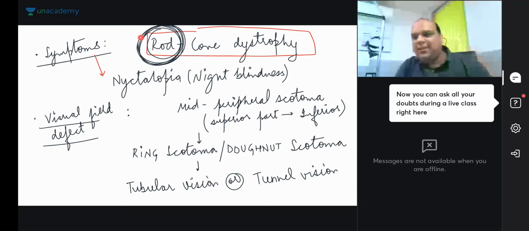What is this cell, everybody? Rod cell. I hope I'm absolutely clear about this. Okay, everybody done? And that's all about the symptomatic and the visual field effect here now.